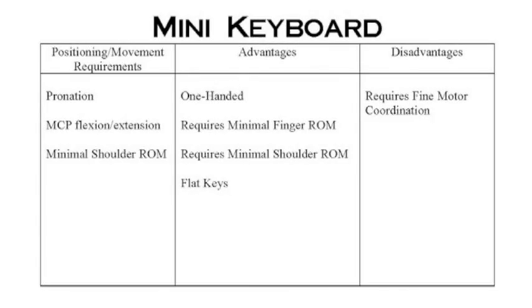Positioning movement requirements for the mini keyboard are: it requires pronation, MCP flexion extension, and minimal shoulder range of motion. The advantages of the mini keyboard are: it is one-handed, requires minimal finger range of motion and minimal shoulder range of motion, and it also has flat keys. The disadvantages of the mini keyboard are: it requires fine motor coordination.